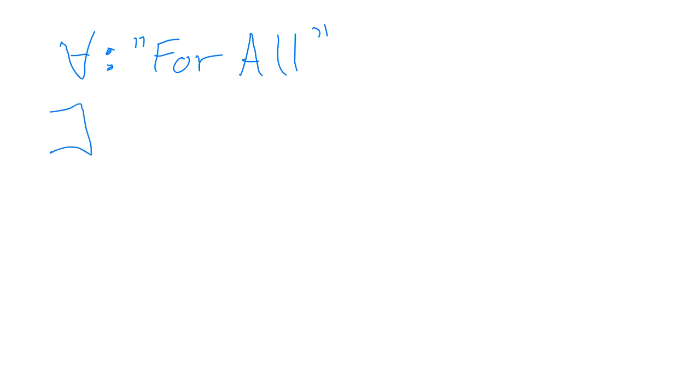A backwards capital E means there exists or there is. So we could use this: there exists an even prime number, namely 2. We could also say all kinds of stuff, like there exists an odd prime number, even though there's a whole bunch, infinitely many of them.